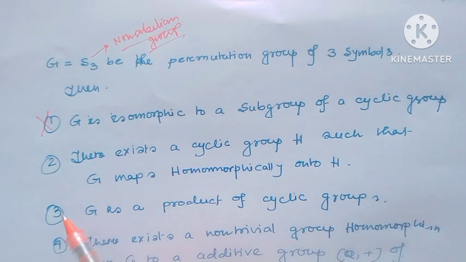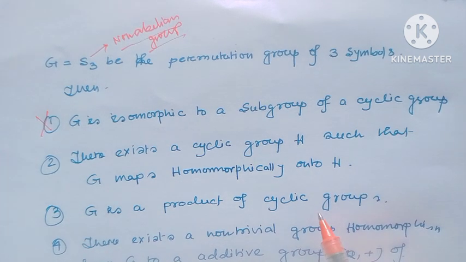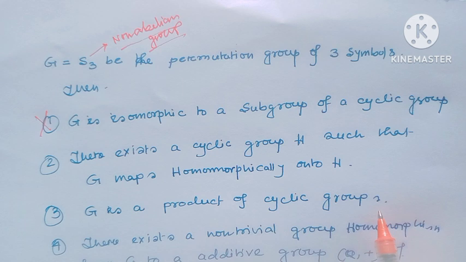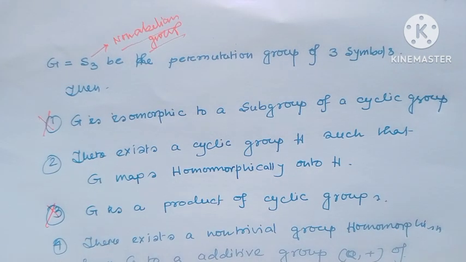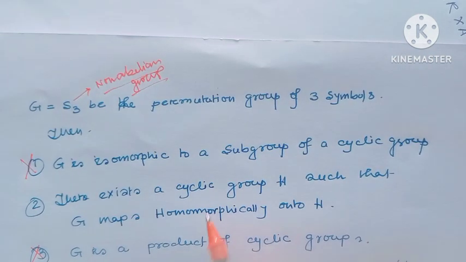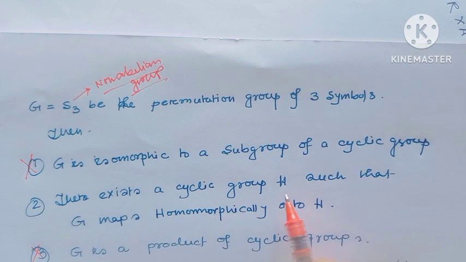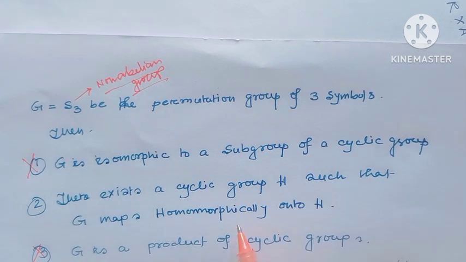Next I will see option 3. G is the product of cyclic groups. Is it possible? When the group is abelian, then we can write G as a product of cyclic groups. We all know this. But here the group is non-abelian. So option 3 is also wrong. Option 2. There exists a cyclic group A such that G maps homomorphically onto A.